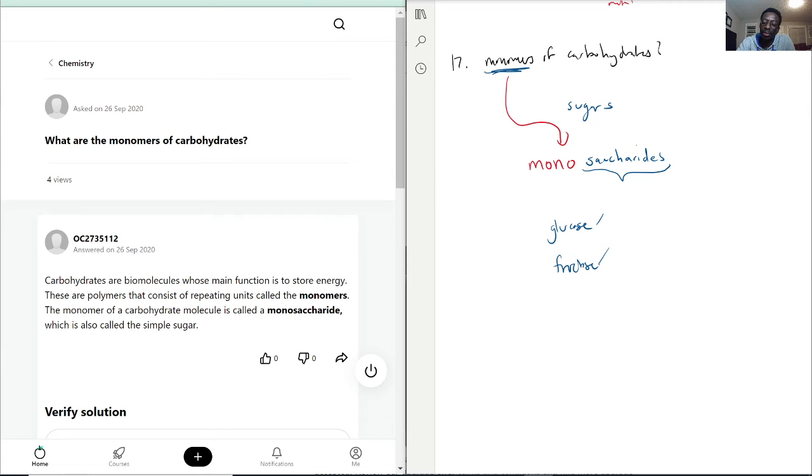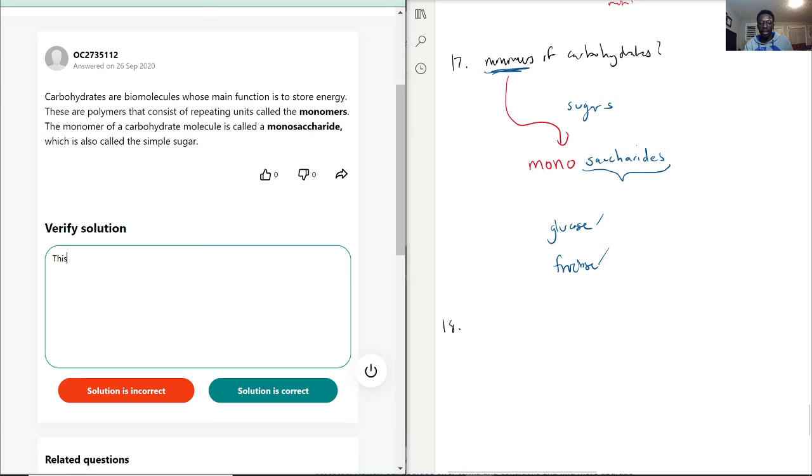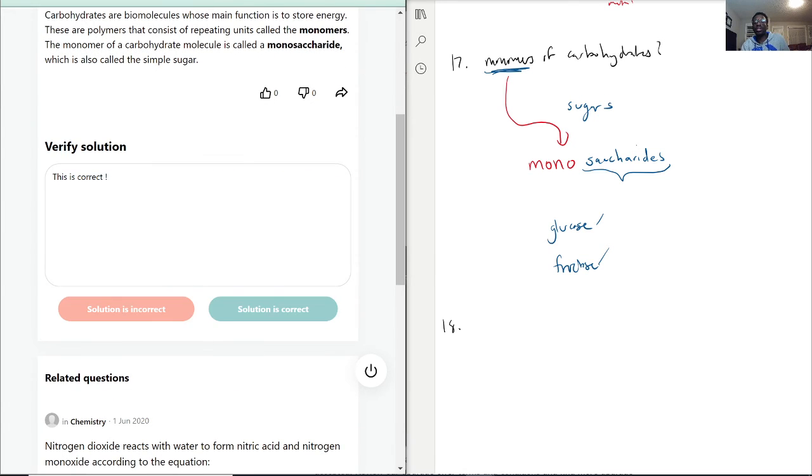So sugars, monomer of carbohydrate, that's monomer of sugars or monomers of saccharides. That's what they call monosaccharides, okay? So that is what we have there for question number 17. With that being said, this is correct. Let's move on now to question number 18.